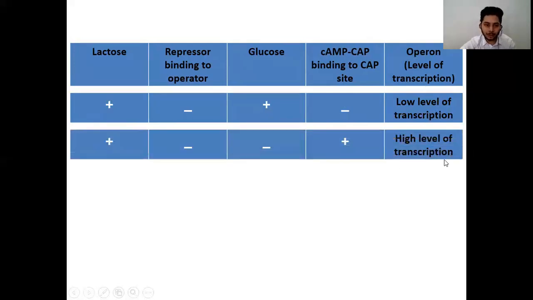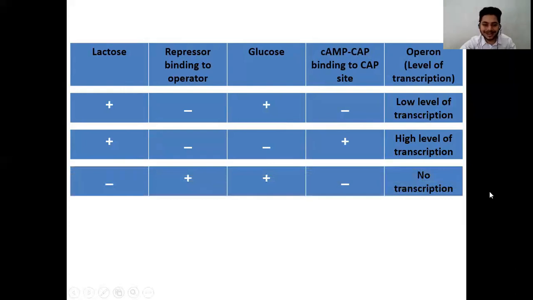Then we go to case number two, where lactose is present in the growth medium. Therefore, repressors are definitely not going to bind to the operator region. The other scenario is that glucose is absent in the growth medium. If glucose is absent, the cyclic AMP and CAP are definitely going to bind to the CAP site. So lactose is present, and the second component, cyclic AMP and CAP, is also bound to its site. Therefore, higher levels of transcription will be achieved.